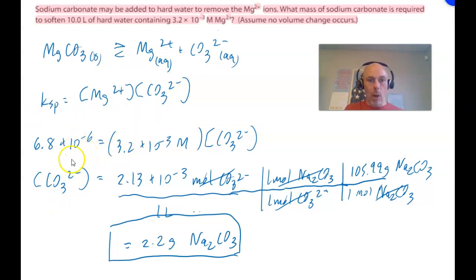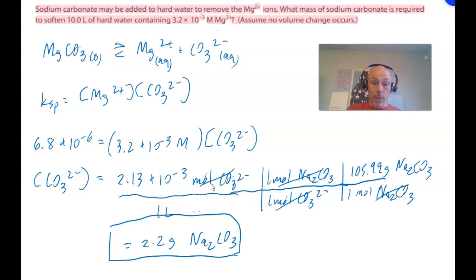Meanwhile, if we know that the concentration of magnesium ions in this solution is 3.2 times 10 to the minus 3 molar, we can solve for what the concentration of carbonate ions would need to be for the saturation point to occur, for precipitation to begin, or in this problem, to begin to soften the water. It's the same thing here, same kind of problem. All right, that comes out to 2.3 times 10 to the minus 3 molar. Solving for the concentration of carbonate gave me 2.13, again times 10 to the minus 3 molar.